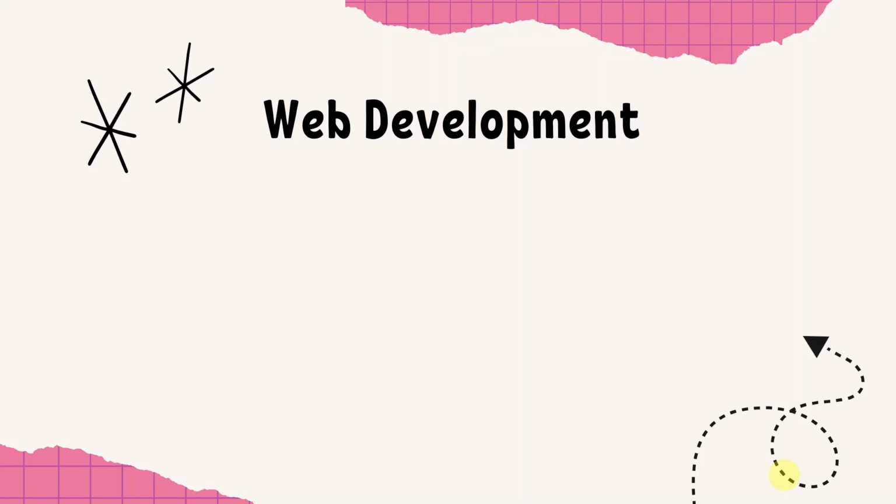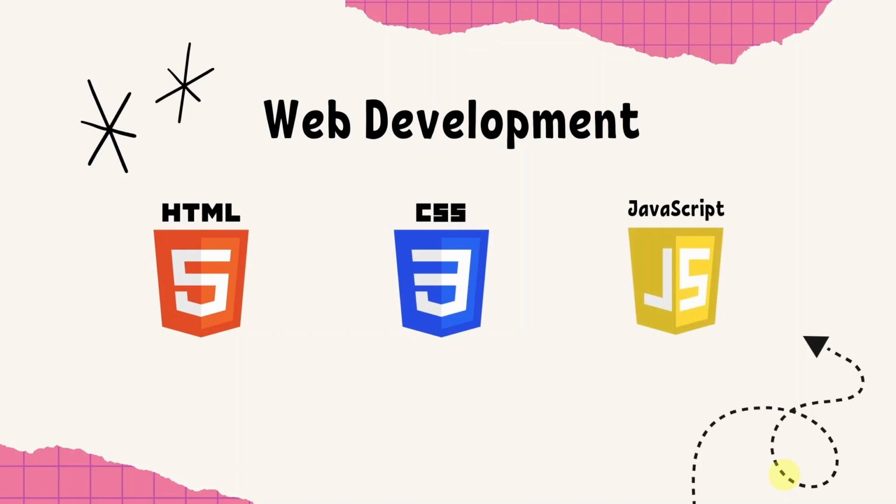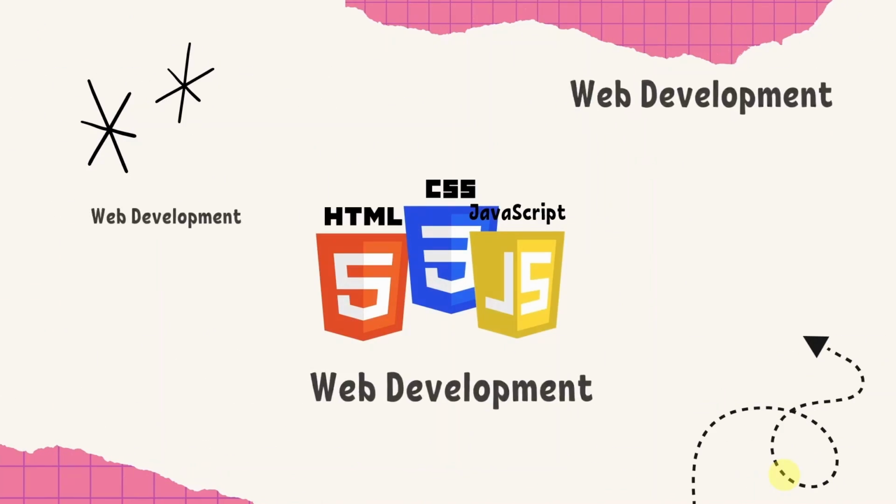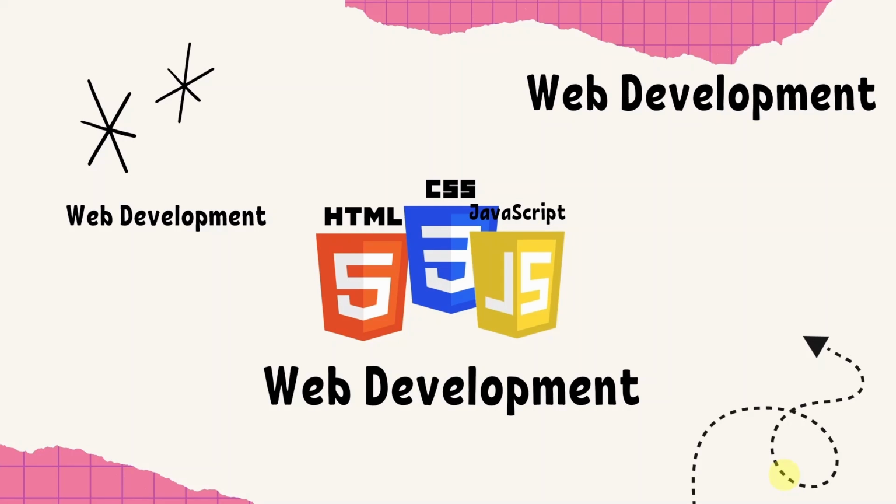So for web development, we should learn HTML, CSS and JavaScript. First, you can learn HTML, CSS and JavaScript in isolation. Later, you have to combine all these three and get started building websites.